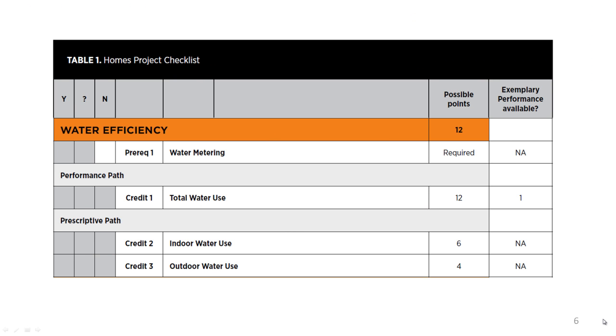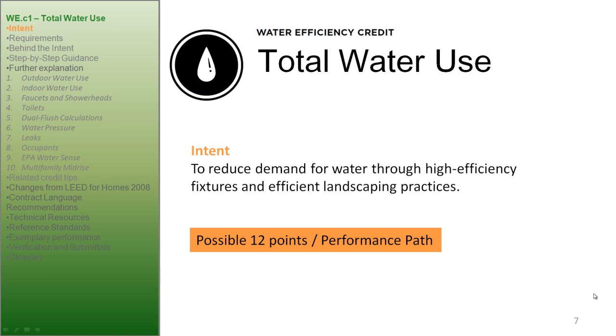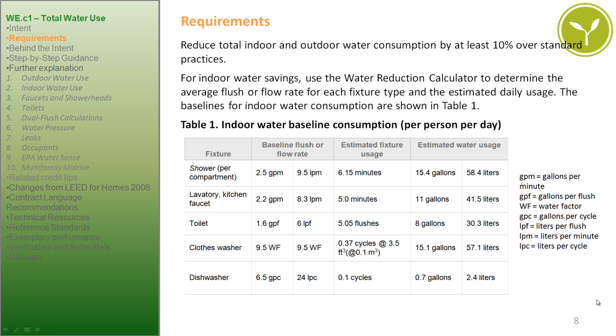Total water use is the first credit of water efficiency under the performance path. It has a possible 12 points and 1 exemplary performance. The intent is to reduce demand for water through high-efficiency fixtures and efficient landscaping practices. It is possible to earn 12 points under the performance path.